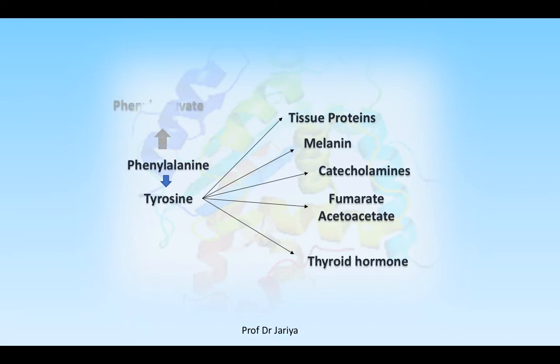But if there is a deficiency of any of the enzymes or coenzymes required for the conversion to tyrosine, there is accumulation of phenylalanine, which is channelized into the formation of phenyl pyruvate, phenyl lactate, and phenyl acetate, which appear in urine and impart a musty odor to the urine. Here, these end products are shown in grey color to emphasize that these are not produced normally.